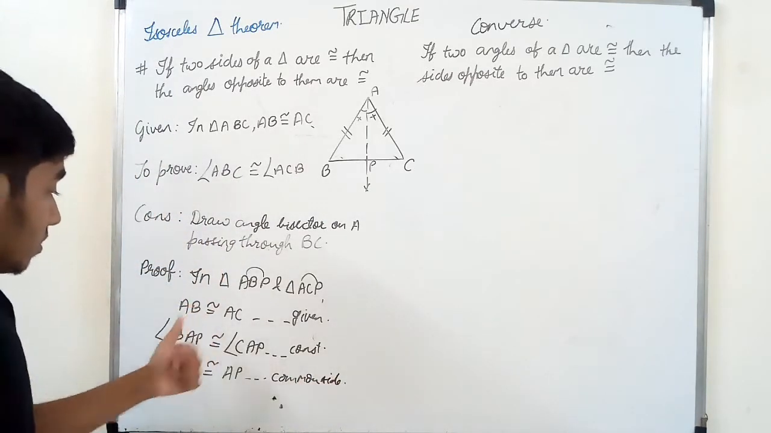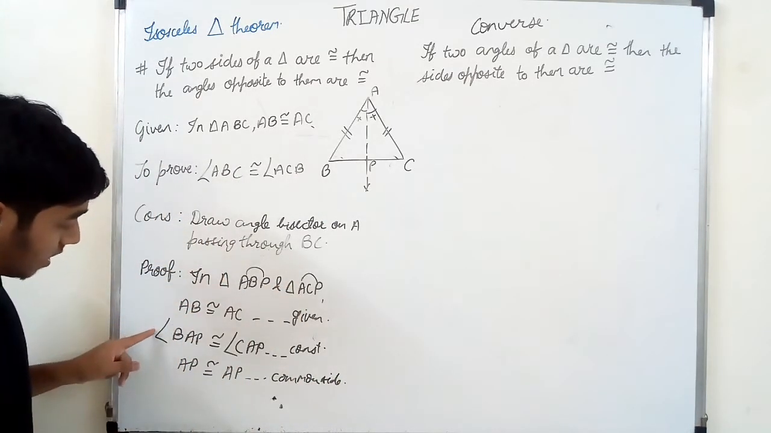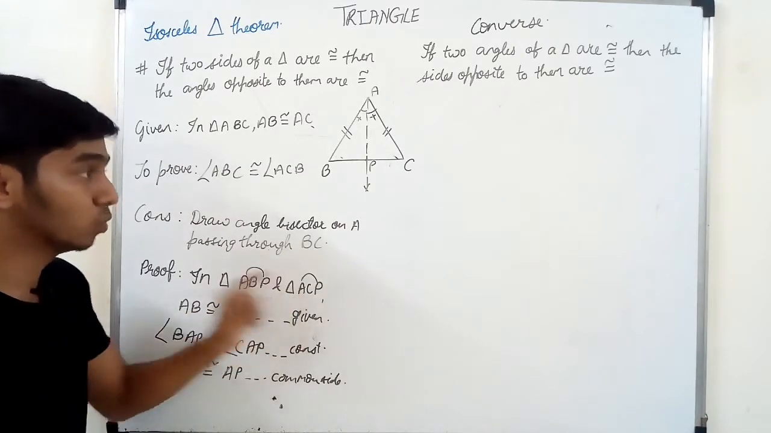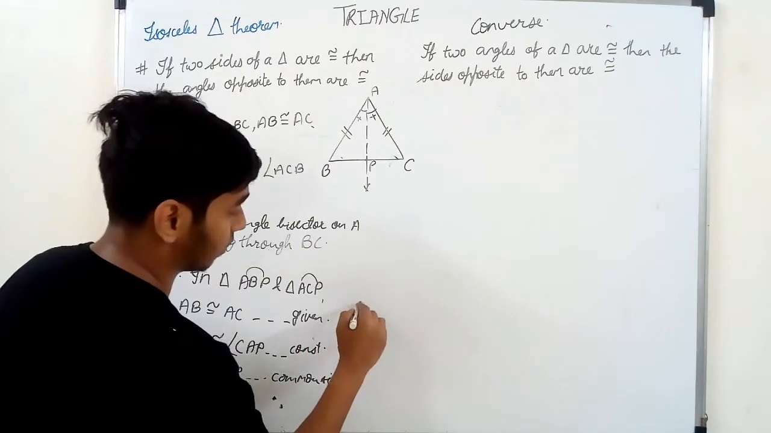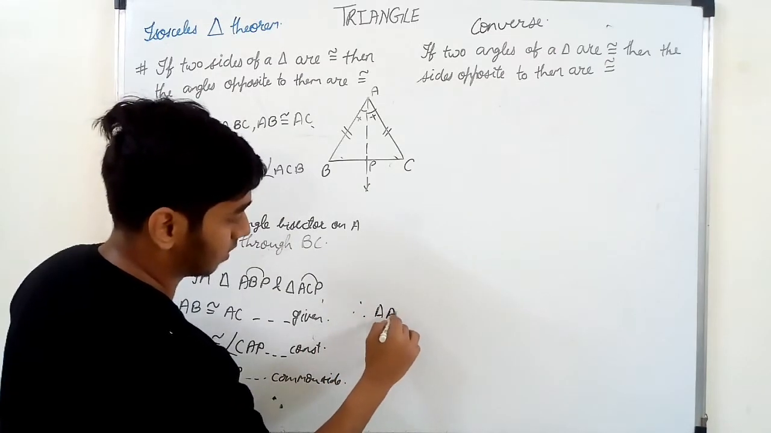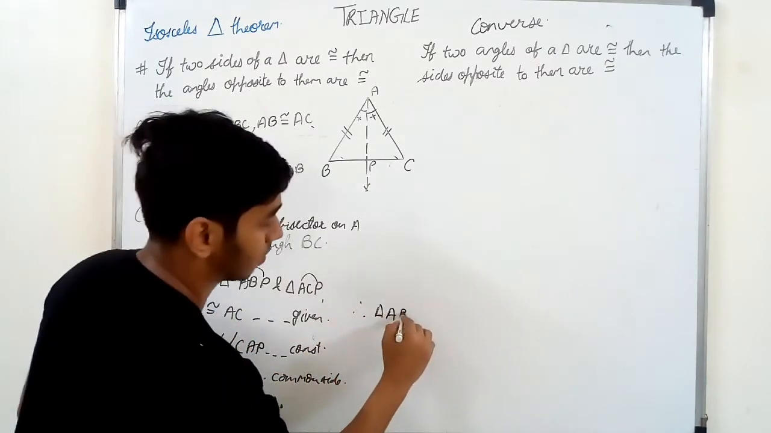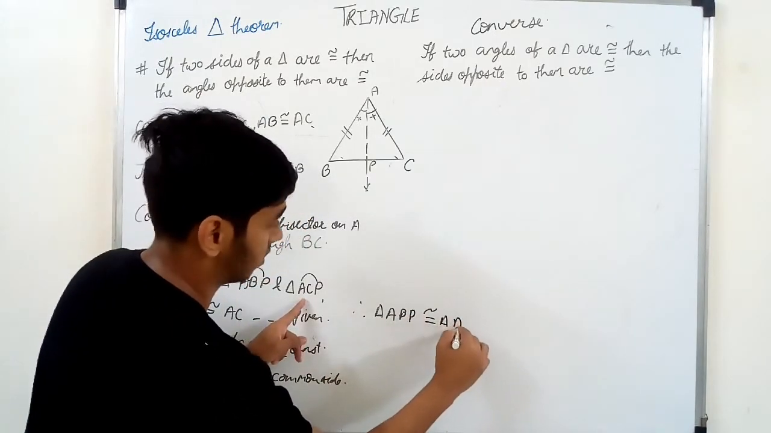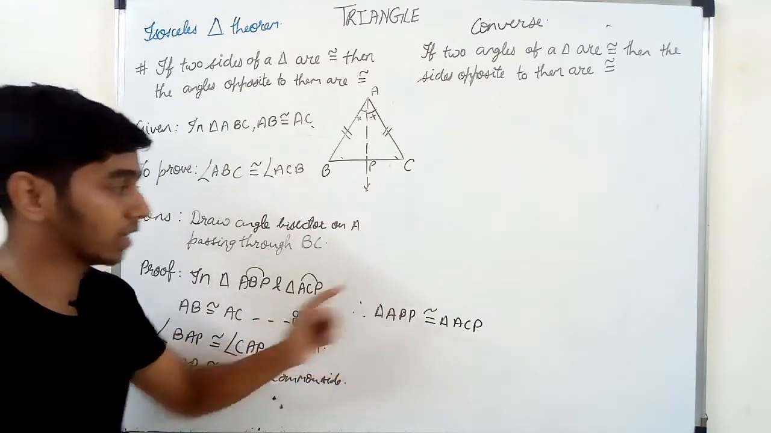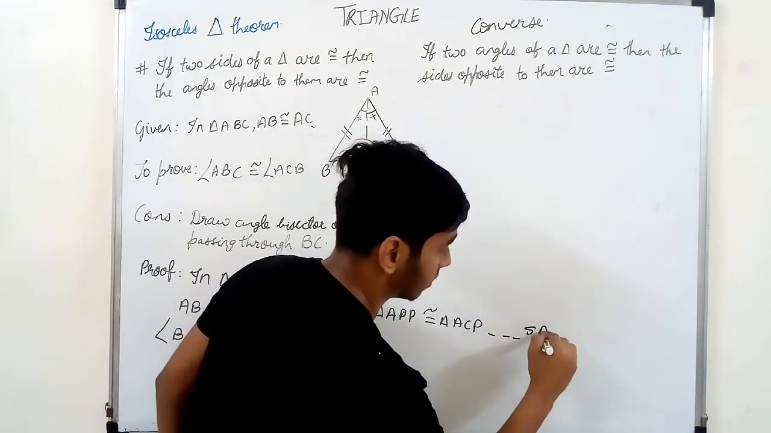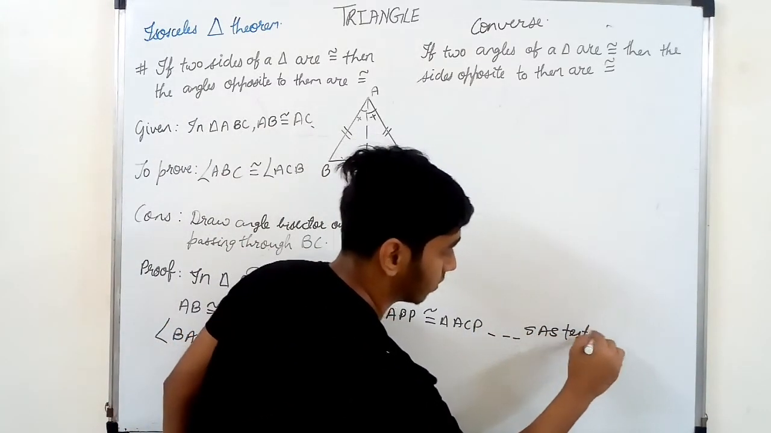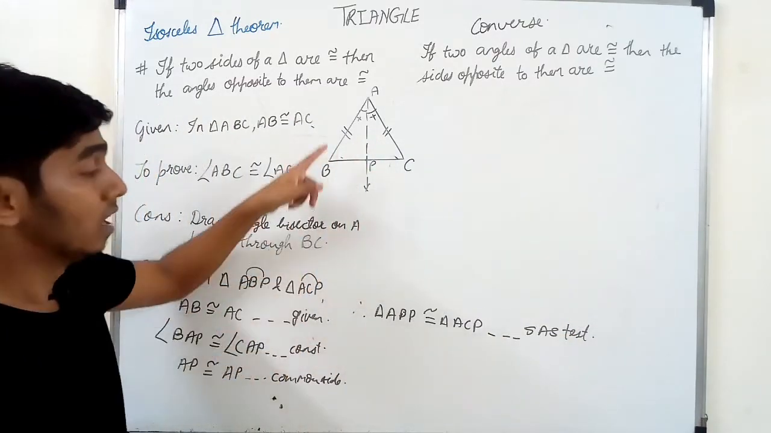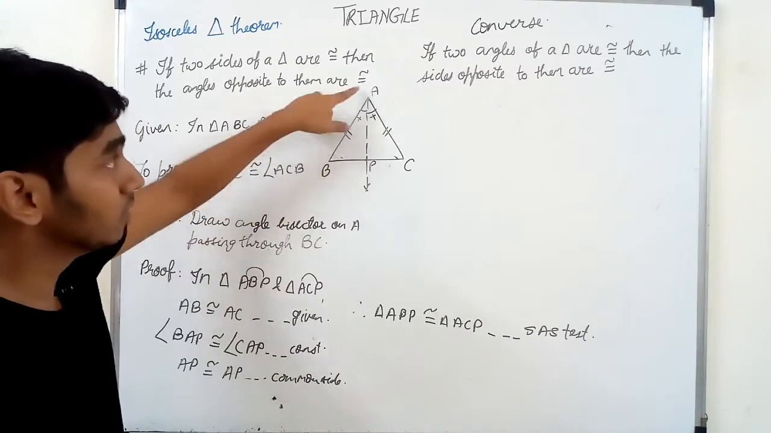Now what have we proved? By SAS test we can say that these two triangles are congruent. Therefore triangle ABP is congruent to triangle ACP. These two triangles are congruent by SAS test.